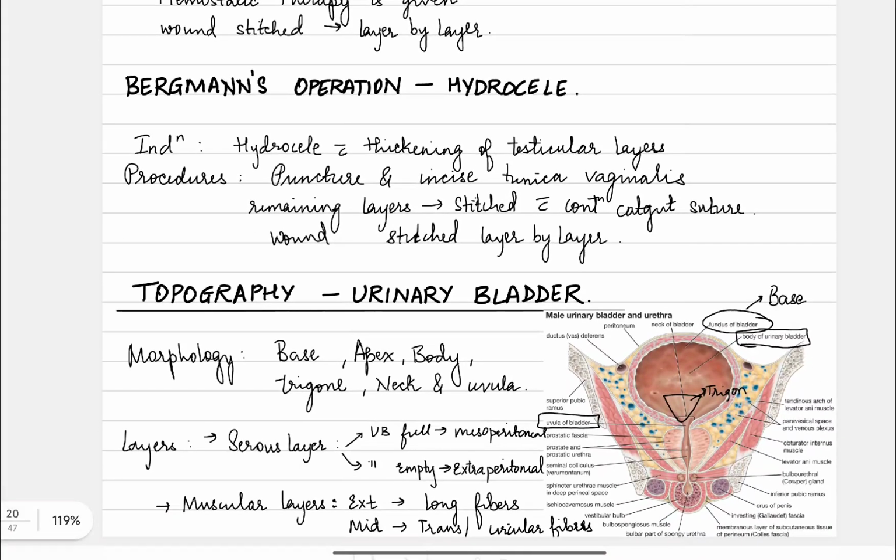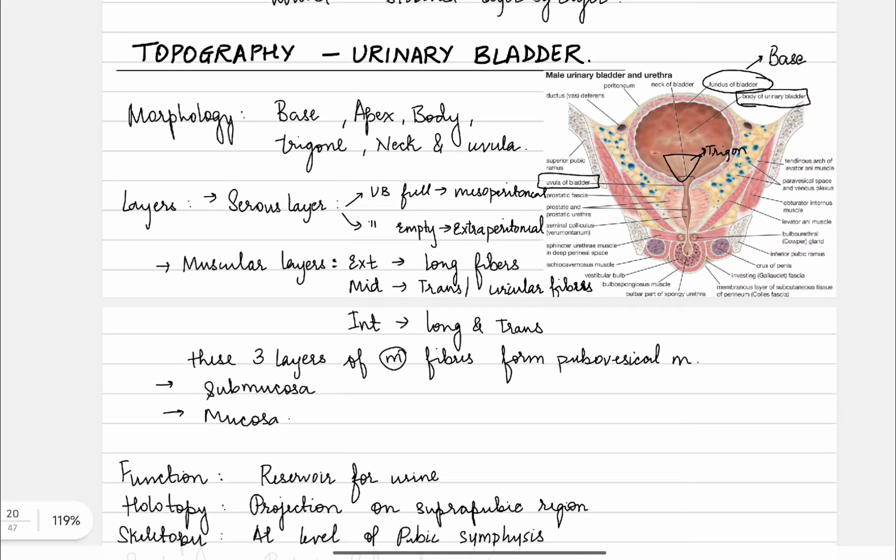Next is Bergmann's operation for hydrocele, where there is hydrocele with thickening of the testicular layer. Procedure is puncture and incision of the tunica vaginalis. Remaining layers are stitched with continuous catgut suture and the wound is stitched layer by layer.